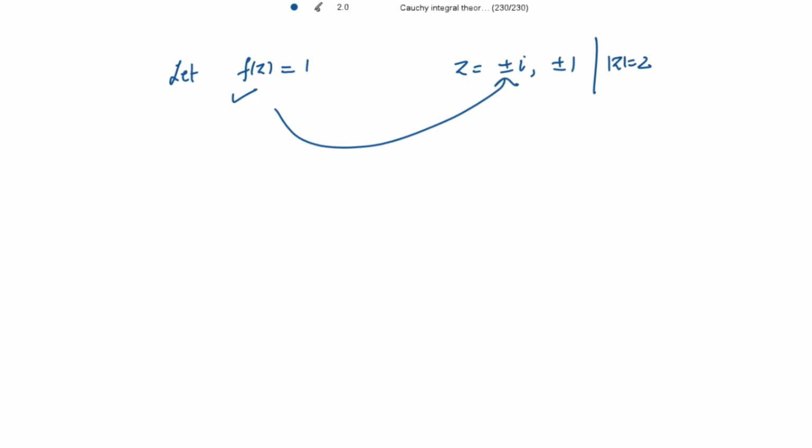Okay, we have taken our f(z) to be equal to 1, the numerator. And we have z equal to plus minus iota and plus minus 1, all these points which are lying inside the circle, mod z equal to 2. Right? So let's calculate f of z for all these points. So the value of f(z) at z equal to 1 is 1. It is constant, so all the values are equal.